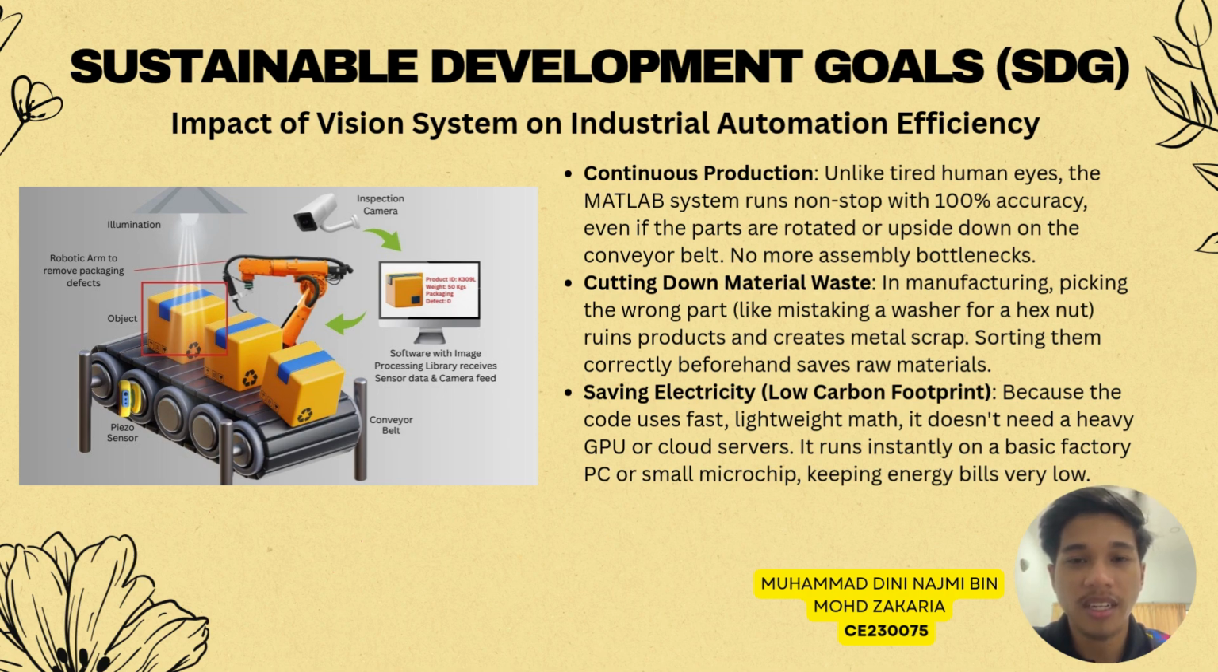The second point is cutting down material waste. In manufacturing, picking the wrong part, like mistaking a washer for a hex nut, ruins product and creates metal scrap. Sorting them correctly beforehand can save raw material.